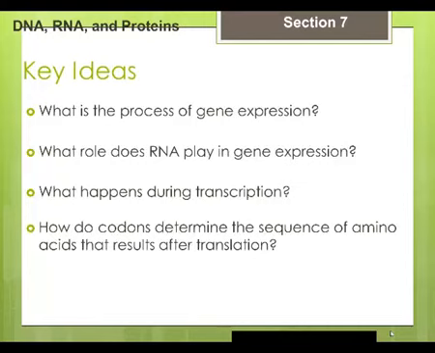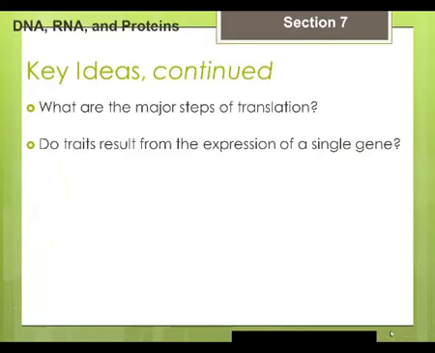Our key ideas. What is the process of gene expression? So how are genes expressed? What is the role of RNA and what is its job as far as gene expression? What happens during transcription? How do codons determine the sequence of amino acids that result after translation? So we'll really look at the difference between transcription and translation in this section. We'll look at the major steps of translation, and then, do traits result from the expression of a single gene? So that's kind of one of our all-encompassing questions for this section.